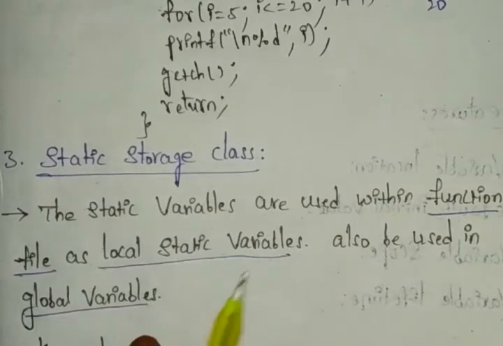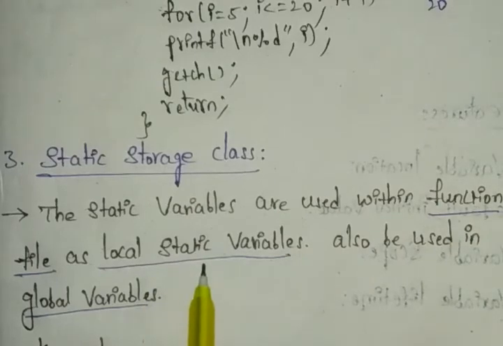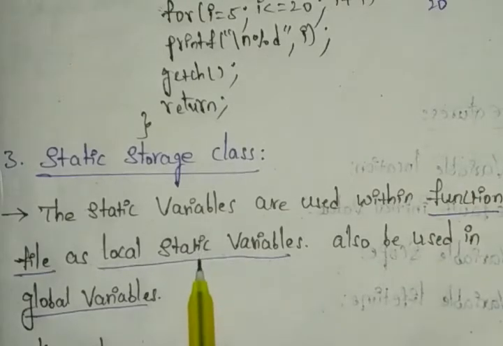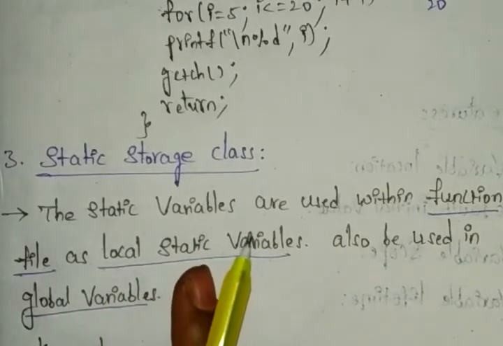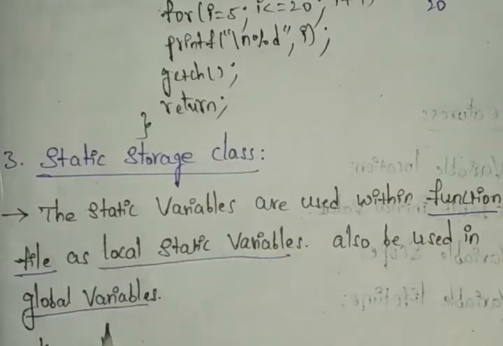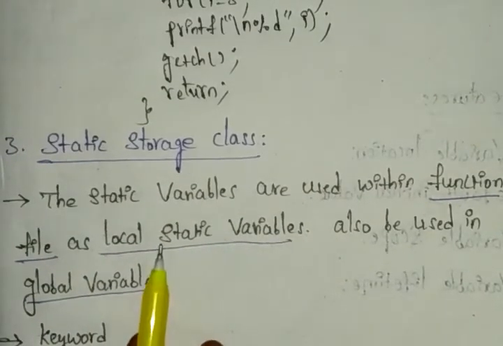And if you define static variables as local, these local variables store their value between function calls, or else it can be stored in the form of a block. And if you define our function with global variables, these variables are visible only to the file in which they are declared.